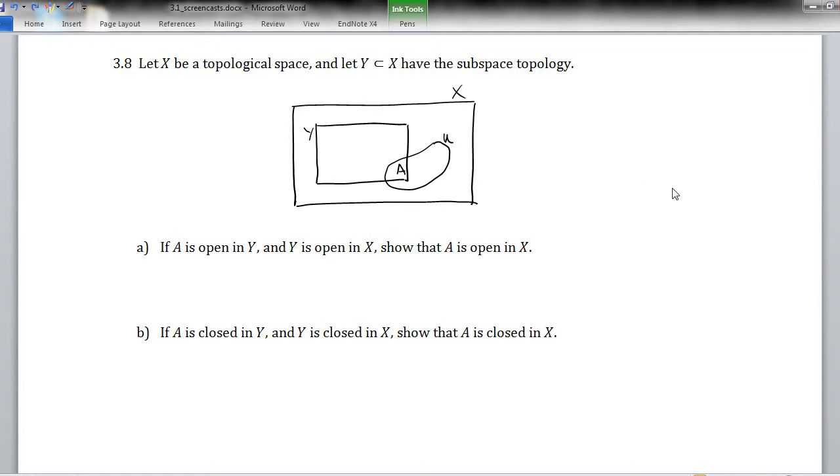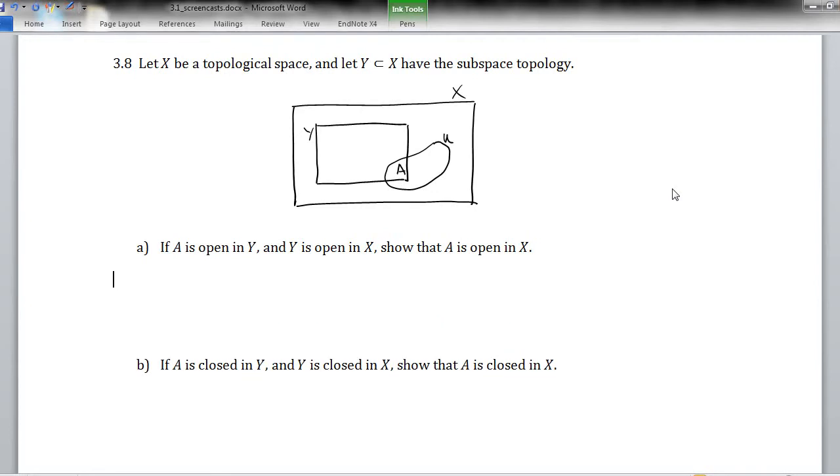Exercise 3.8. Let X be a topological space and let a subset Y of X have the subspace topology from X. And then part A. If A is open in Y and Y is open in X, show that A is open in X. Okay. This is sort of a transitivity property for openness, right? If the first is open in the second and the second is open in the third, then the first is open in the third.